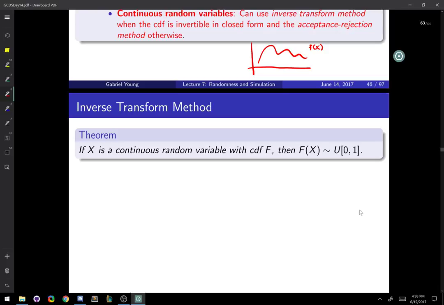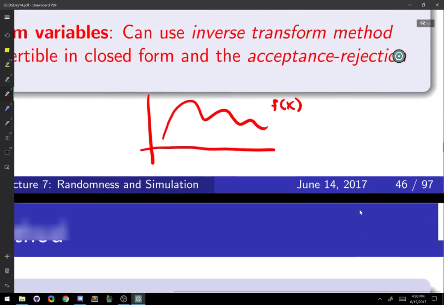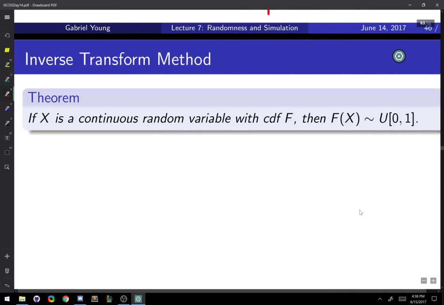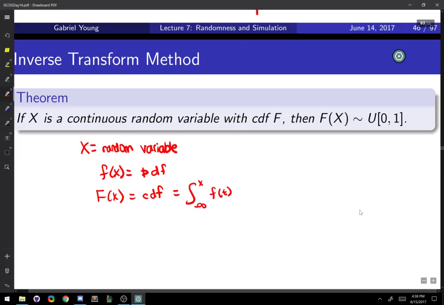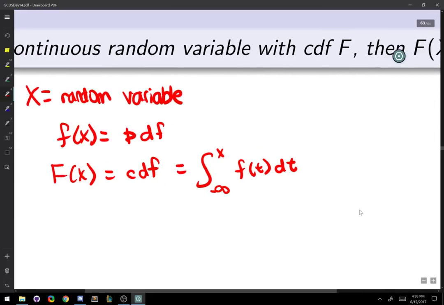So remember, in statistics, capital means it's a random variable, right? So f of lowercase x, this is the probability density function, right? Capital F of lowercase x is the CDF, which by definition is the integral from negative infinity to x of f of t dt, right? So this is where it's confusing. This is not a random variable. This is a function. So the quantity capital F of capital X is a random variable. Does that make sense? So this is a random variable.